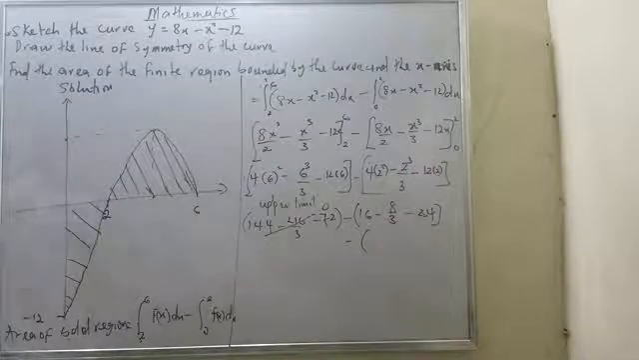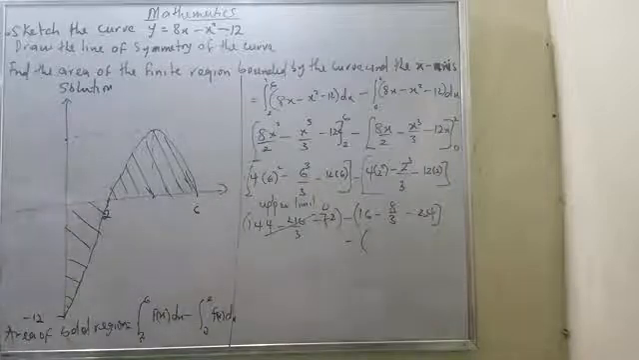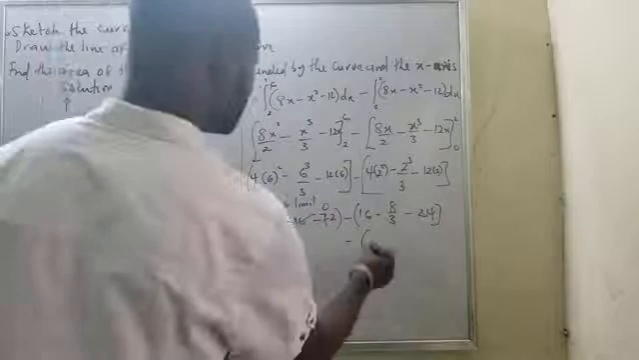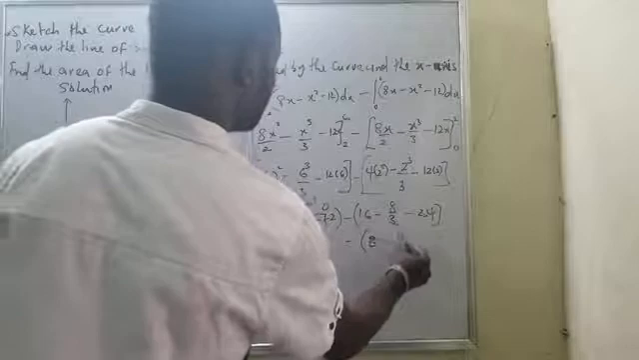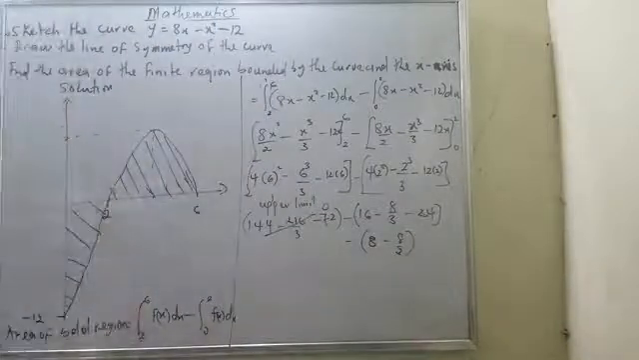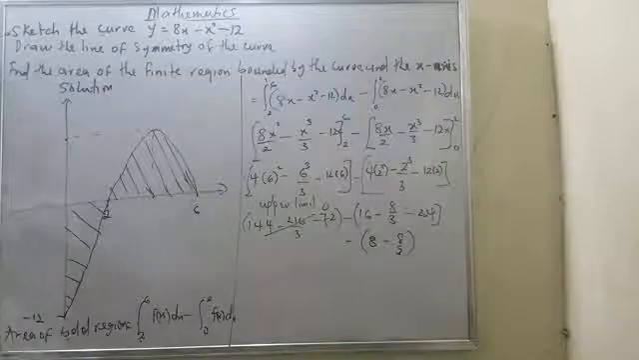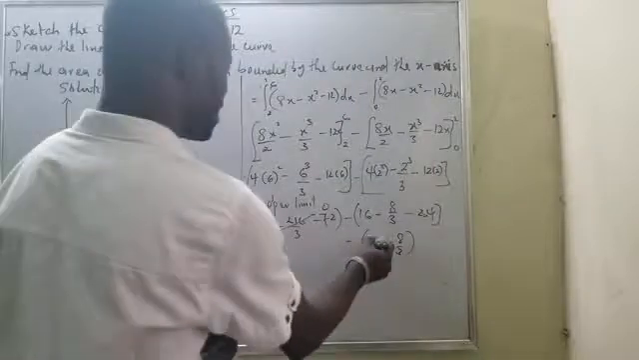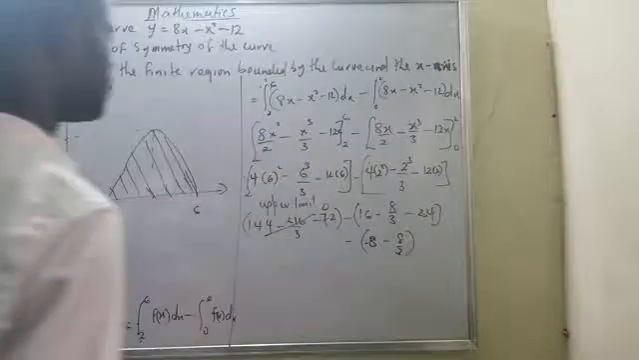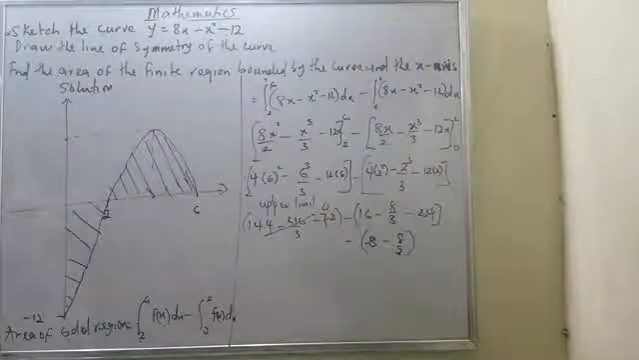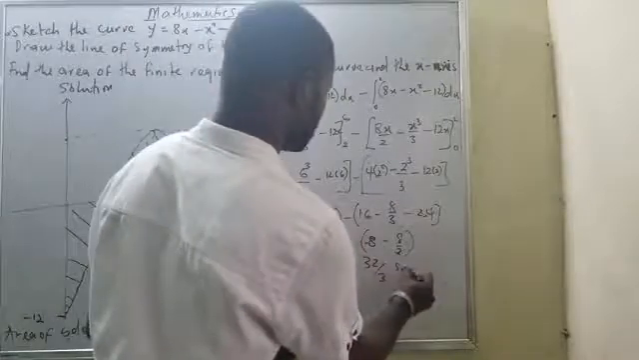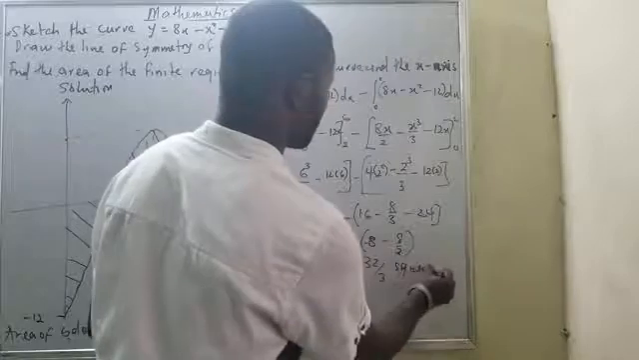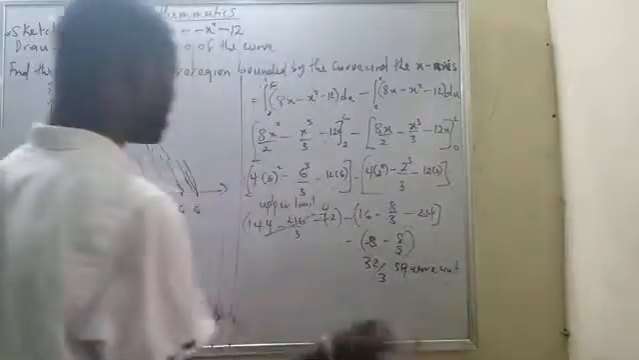What am I saying here? That will be minus bracket of 8 all over 3. Sorry, I have to be very careful. Minus is here also. So I'll be having minus, which is going to be 32. We have 32 all over 3 square units. Square units, because it's an area.